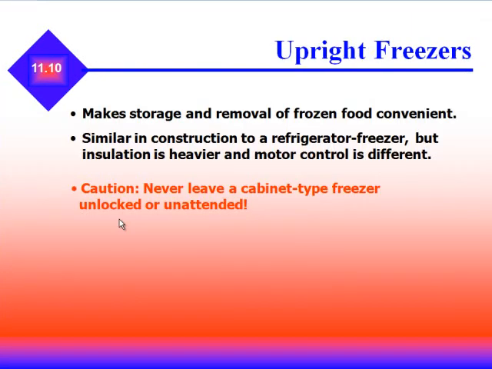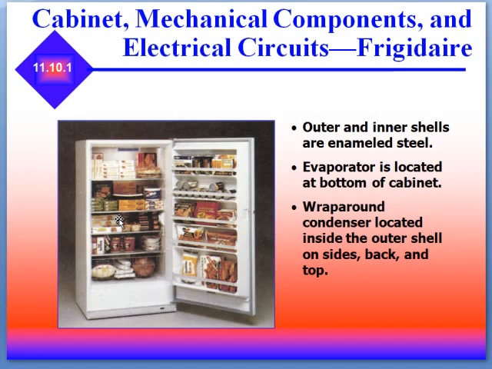Upright freezers make storage and removal of food more convenient. They're similar in construction to the refrigerator freezer, but the insulation is heavier and the motor control is different. Again, just as with the chest freezers, never leave a cabinet-type freezer unlocked or unattended. Frigidaire makes one such upright freezer.